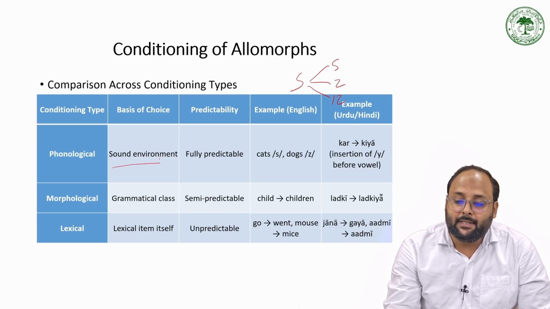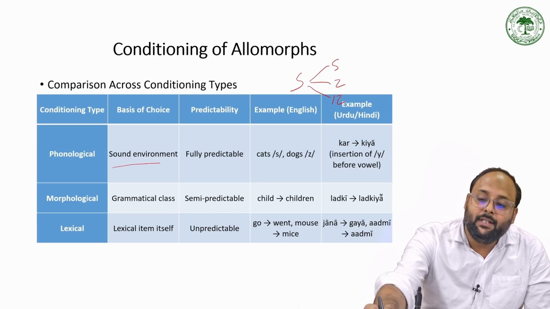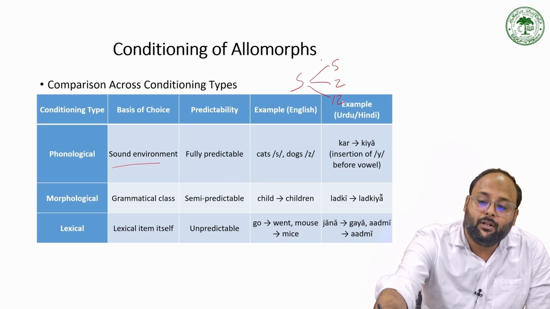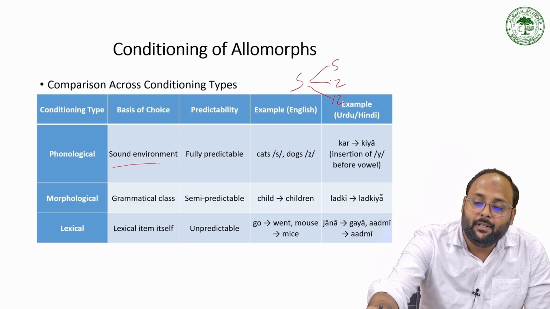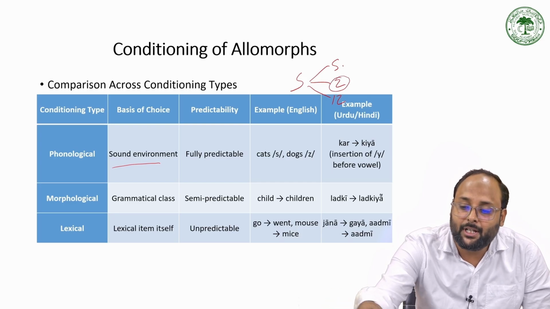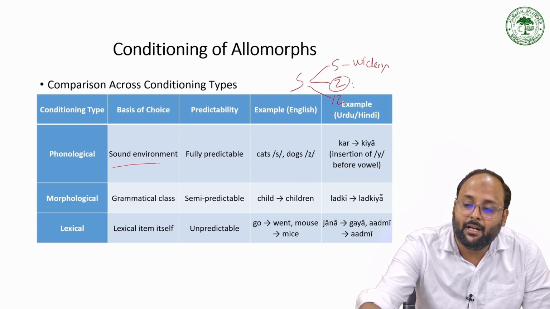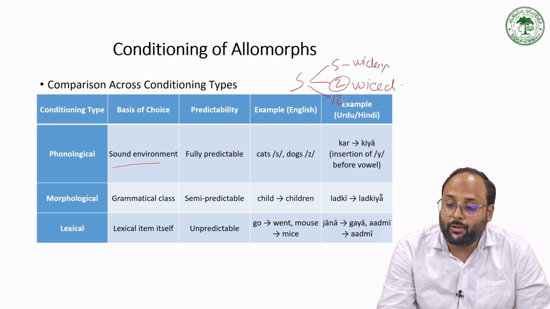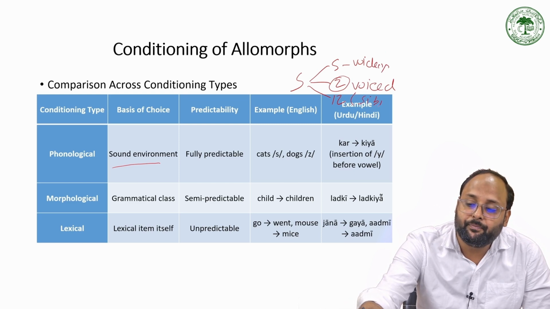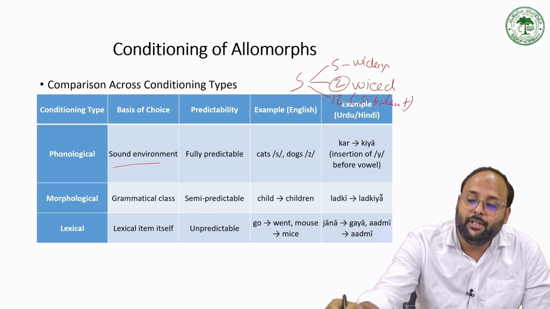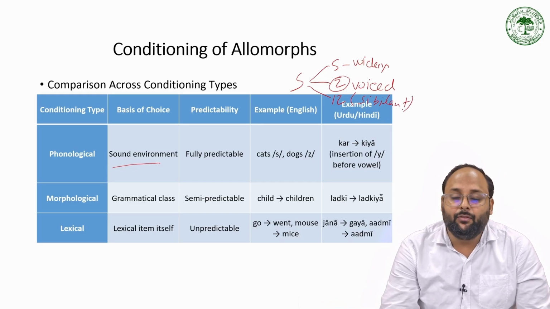If s comes after a voiceless sound, it occurs as s. If it comes after a voiced sound, it occurs as z. When it comes after a sibilant sound, it occurs as iz. So that is the phonological condition.